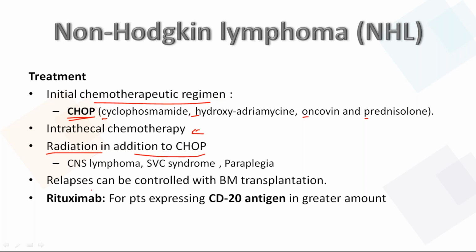Whenever there are relapses, they may have to go for bone marrow transplantation, compatible bone marrow transplantation. And again, biologicals like rituximab, especially in patients who are expressing CD20 antigen in greater amounts, are susceptible to this monoclonal antibody therapy with rituximab.